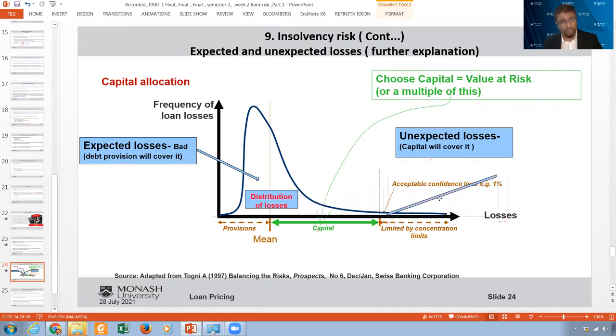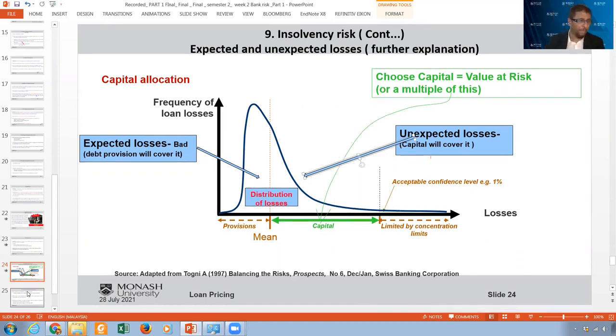When I reach here, this is 99% confidence, and this is the 1%. When I reach here, I am bankrupt. So this is how we measure capital risk. The capital risk is that you don't have enough capital to buffer the unexpected losses, and you eat all the capital and the losses continue. In this case, you are bankrupt.